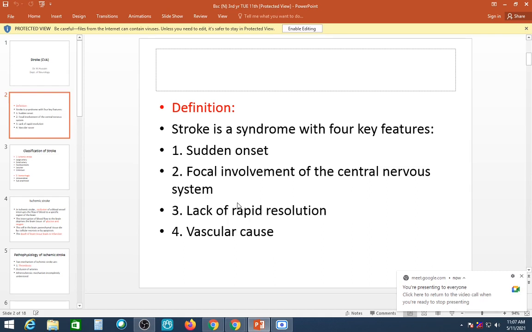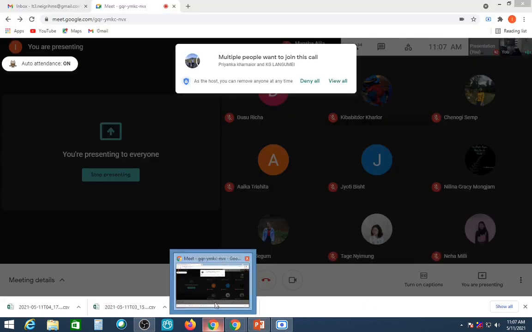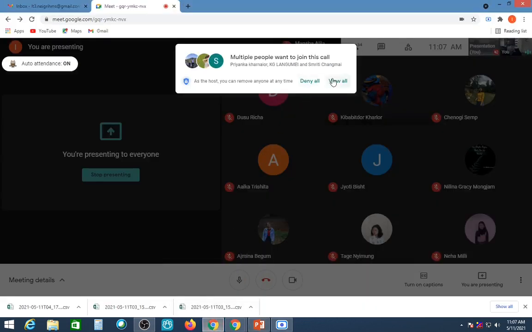The involvement is the central nervous system. It is involving the brain mostly and sometimes the spinal cord, but mostly it involves the brain. Brain is a part of the central nervous system. And there is focal involvement. Focal means it does not involve the whole of the brain, a part of the brain is involved. So a focus is there. It doesn't involve the total brain, it involves a part of the brain.